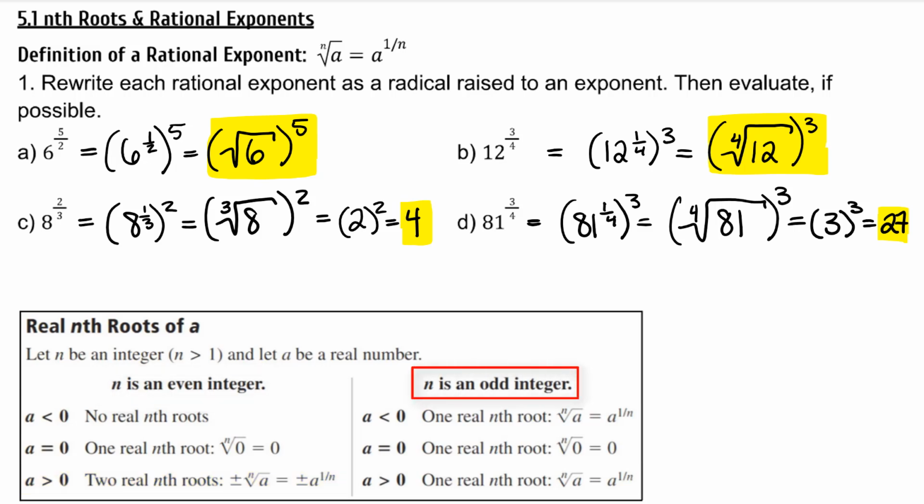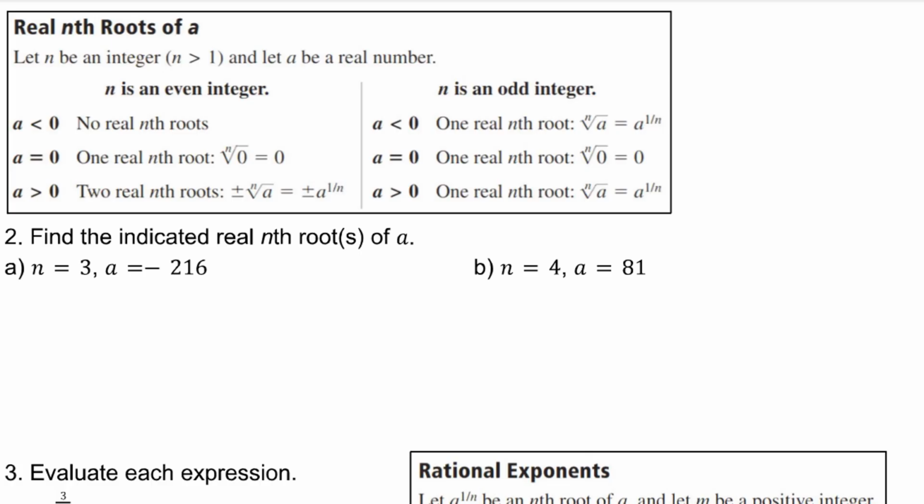If n is an odd integer, so if your root is odd, you can take the odd root of a negative number. That would give you one real nth root. 0 is still one real nth root, and if the number underneath were greater than 0, you'd still have one real nth root. To find the indicated real nth roots of a, let's rewrite as a root.